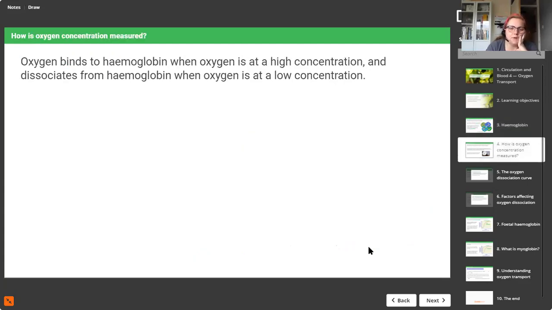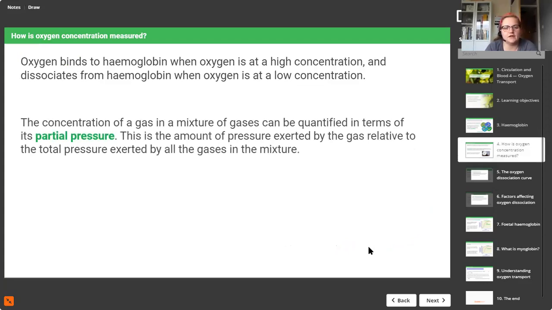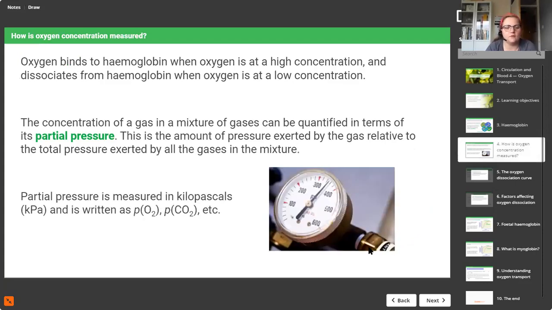Oxygen binds to hemoglobin when oxygen is at a high concentration and dissociates from hemoglobin when oxygen is at a low concentration. The concentration of a gas in a mixture of gases can be quantified in terms of its partial pressure. This is the amount of pressure exerted by the gas relative to the total pressure exerted by all the gases in the mixture. So partial pressure is measured in kilopascals, something that you will have seen in chemistry before.